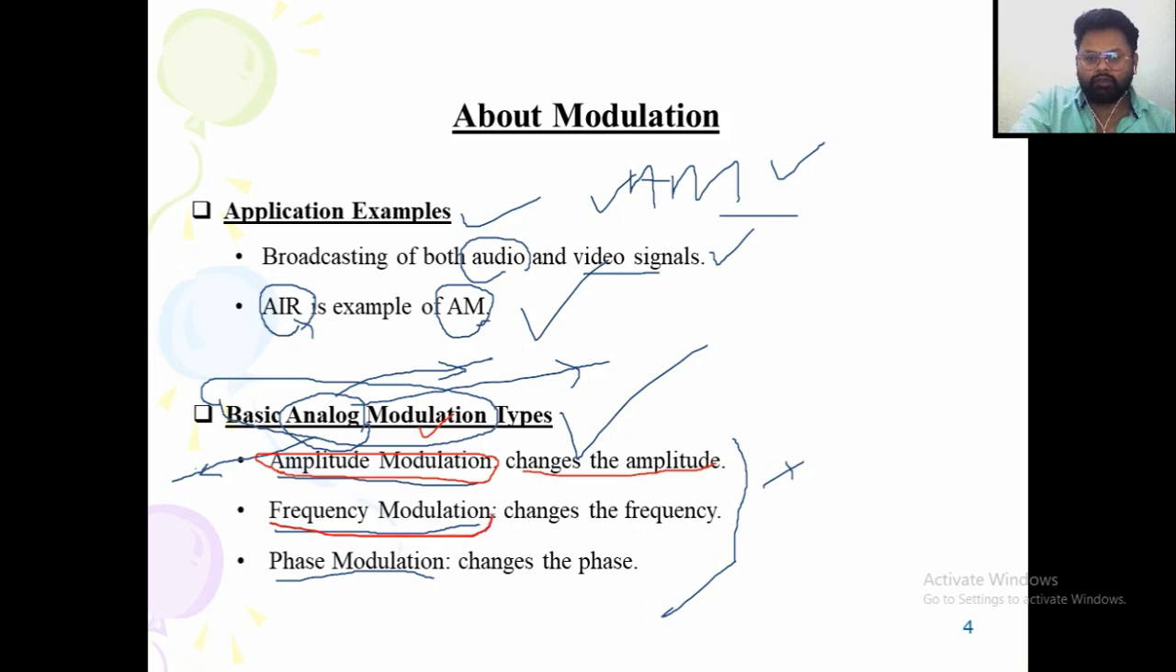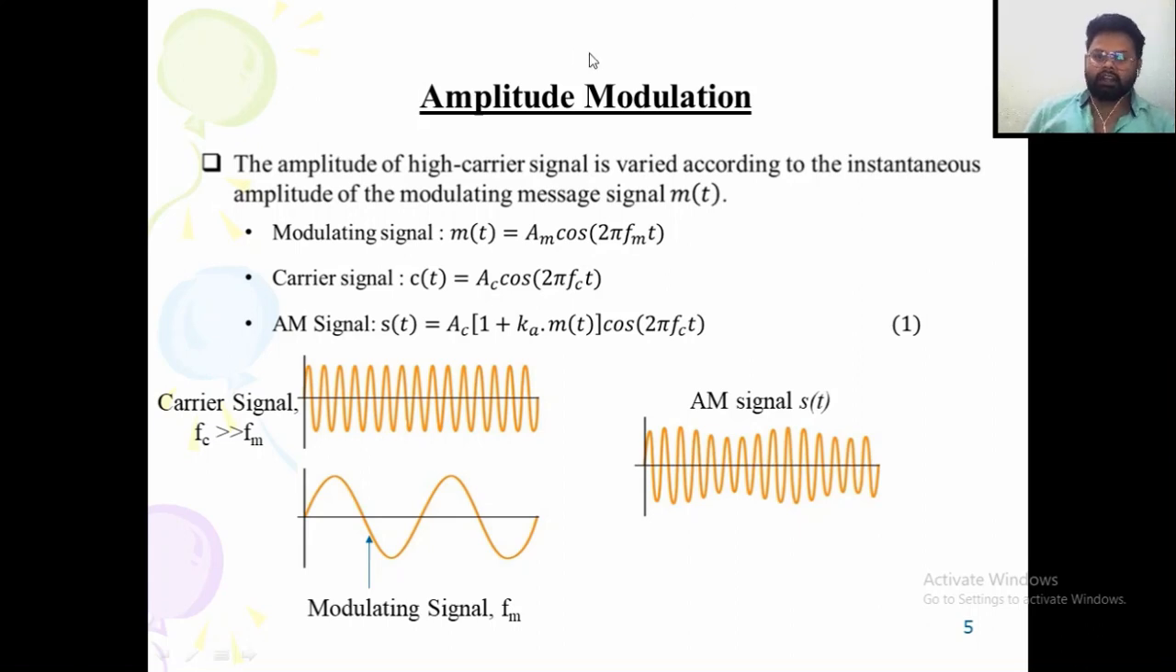And what about frequency modulation? The carrier characteristics may be frequency and phase. Frequency modulation is a process in which the frequency of the carrier signal changes with respect to message signal amplitude variations. And what about phase modulation? The phase of the carrier signal changes with respect to message signal amplitude variations. So this is all about basic analog modulation, and we have discussed some examples on those slides.